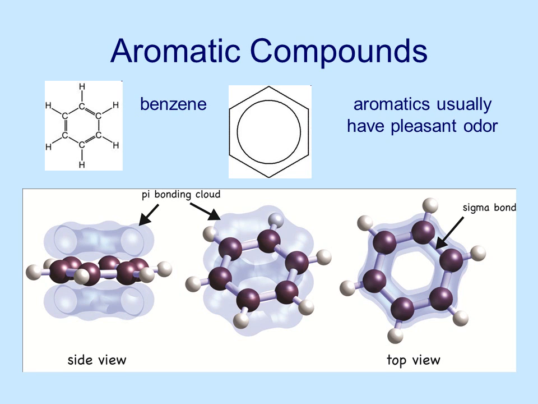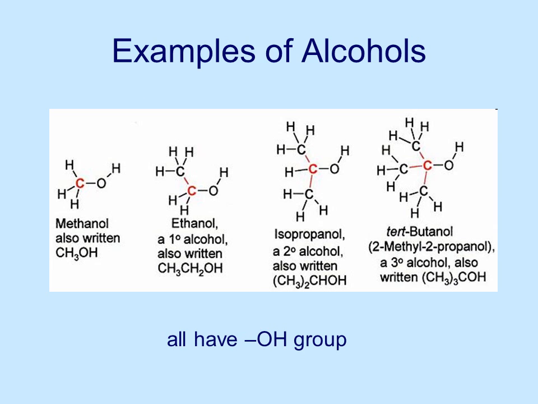Aromatic compounds are interesting. They were originally called that because they have somewhat of a pleasant odor, and they have an interesting structure with a pi bonding cloud above and below the ring. This is why they're quite often represented as the benzene structure is, not with alternating carbon-carbon double bonds, because that doesn't really represent the structure, but the six-sided compound with the ring in the middle.